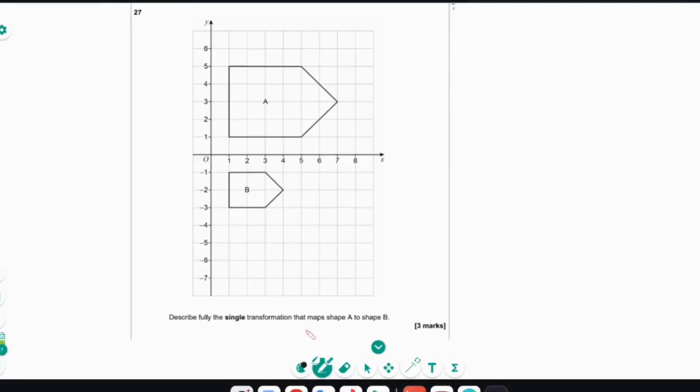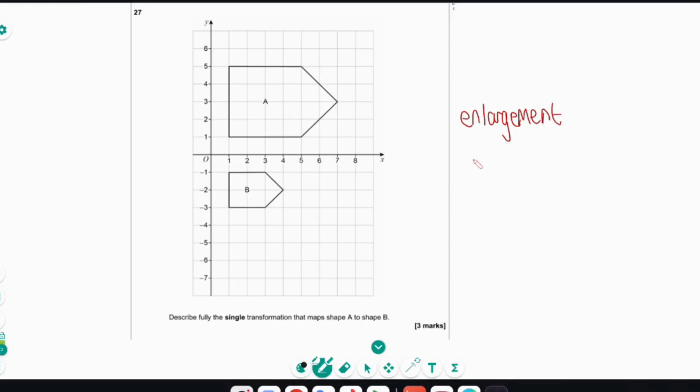And last question. Describe fully the single transformation that maps A onto B. So is it enlargement, rotation, reflection, translation? Well, we can easily see it's enlargement. Now just be careful. We are going from shape A to shape B. So it has actually been reduced, right? But we still see enlargement.